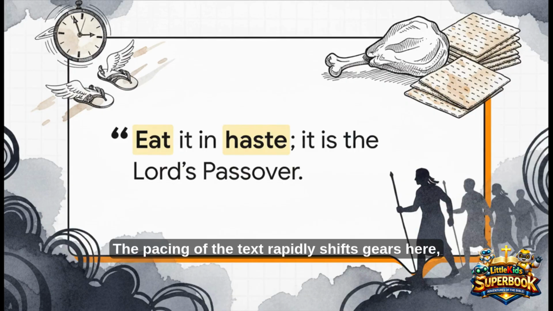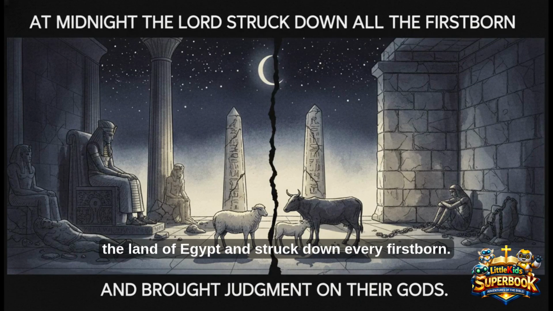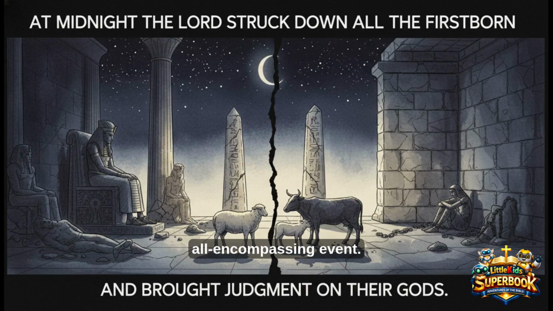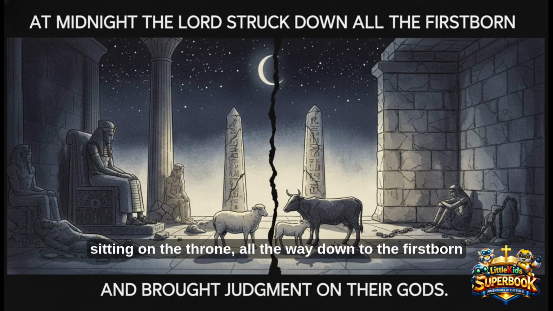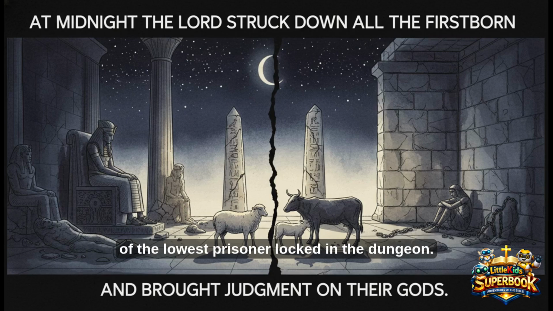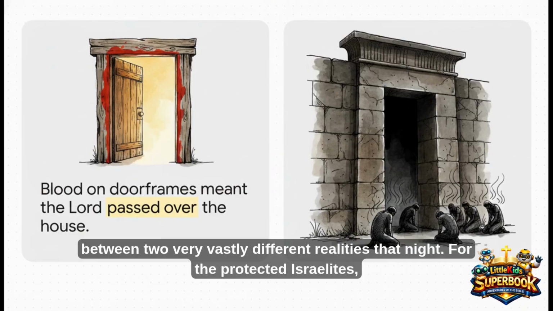The pacing of the text rapidly shifts gears here, moving us directly from meticulous preparation right into the dark climax of the narrative. This text reports that precisely at midnight, the Lord passed through the land of Egypt and struck down every firstborn. And the text makes it crystal clear that this was an absolute, all-encompassing event. It spanned from the highest levels of power, Pharaoh's own firstborn sitting on the throne, all the way down to the firstborn of the lowest prisoner locked in the dungeon. It even included the firstborn of all the livestock. The text frames this not just as an attack on Egypt, but as a definitive final judgment brought upon all the gods of Egypt.